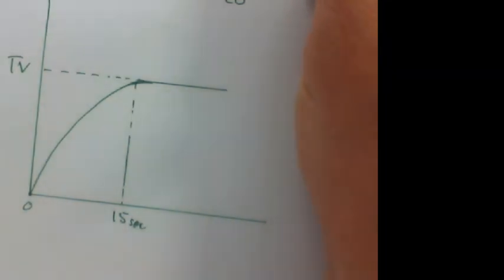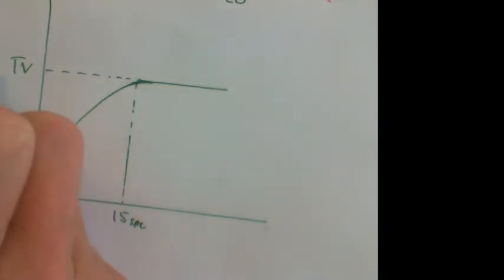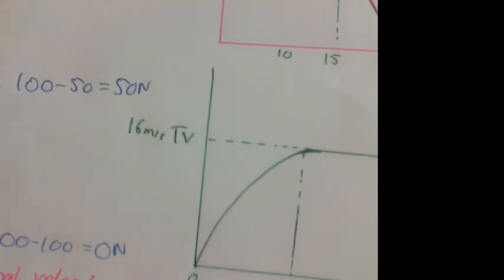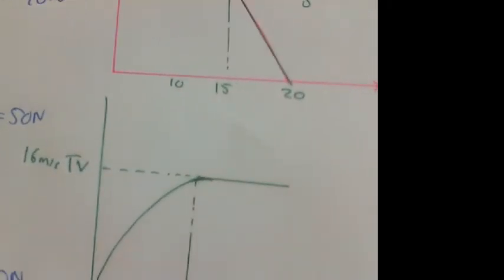Meters per second. Terminal velocity, which means that this bit here would be 16 meters per second, and it would stay at 16 meters per second. So that's two graphs, the two different ways of looking at it.